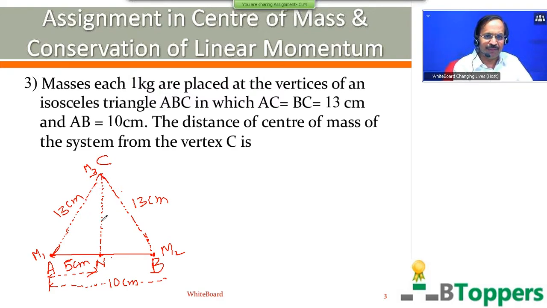So for convenience, we are asked to find the distance of the center of mass of these three masses from the vertex C. So for convenience, I choose the position of the first mass at A as the origin of the coordinate system. The line joining the first two masses, I take it as the x-axis. The line perpendicular to the side AB in the plane of the triangle, I take it as the y-axis.